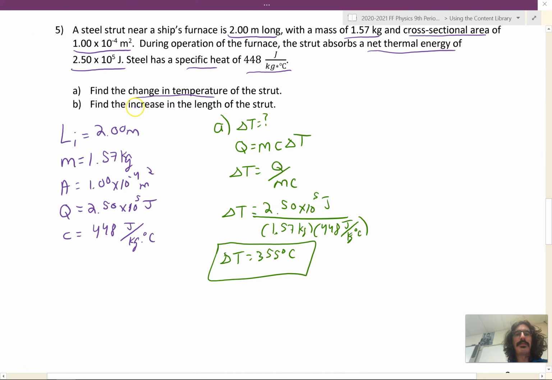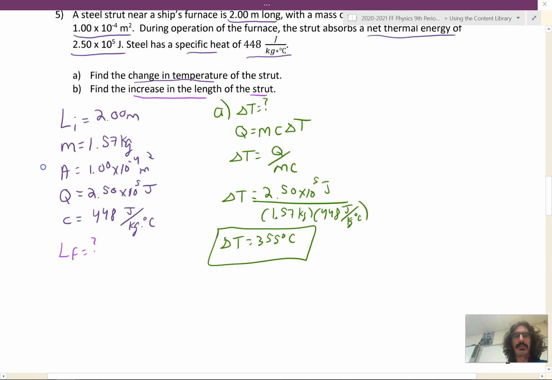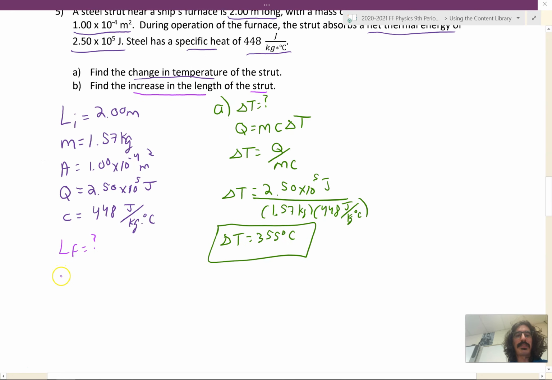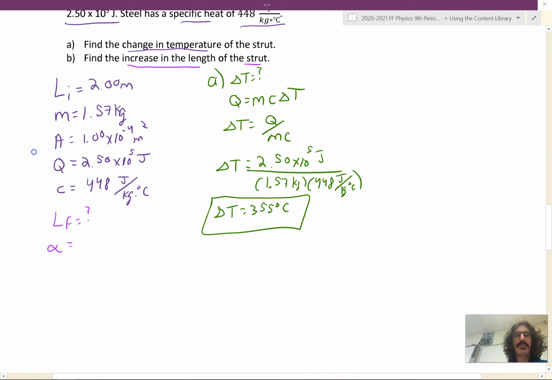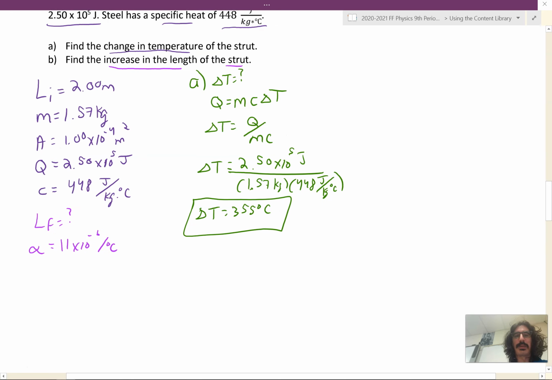Letter B, find the increase in the length of the strut. Let's find what its final length is as a result of its temperature increasing by 355 degrees Celsius. We're looking at a steel strut. We can look up alpha, its coefficient of linear expansion, alpha, which is 11 times 10 to the negative 6 per degree Celsius.